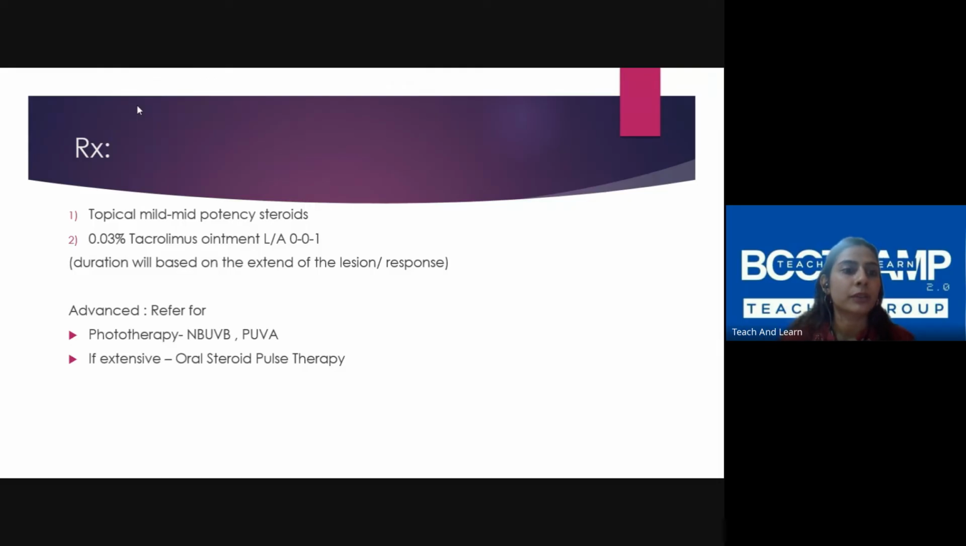Okay, now what treatment are you going to give? Topical, mild to moderate. Sorry, that was moderate. Moderate potency steroids you're going to start, and that is in the morning, and at night you would give 0.03% tacrolimus ointment. The duration will be based on the extent of the lesion. You can give it for a month, ask them to come back, and tell them we'll slowly look at the improvement and see. In advanced cases, you have to refer to a dermatologist for phototherapy. Tell them options are there. It's not limited. There are so many options. If it is extensive, the dermatologist will decide on an oral steroid pulse therapy as well.